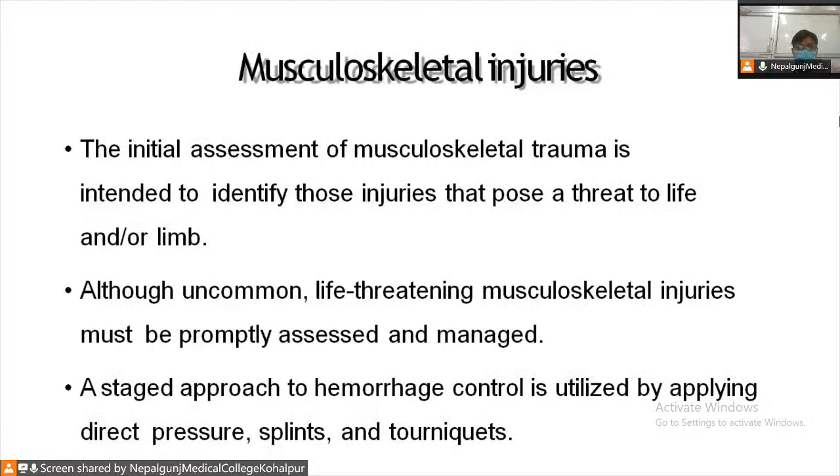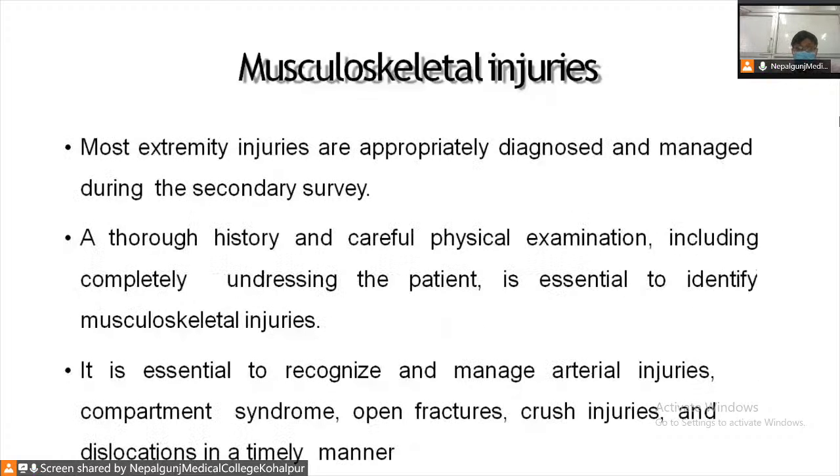Initial assessment usually identifies lacerating injuries, and then we look for injuries that pose a threat to life or limb and act accordingly. Although uncommon, lacerating injuries must be assessed and managed. It is a staged approach, so control utilizes direct pressure, splinting, and tourniquets as we discussed earlier. Most extremity injuries are appropriately diagnosed and managed during the secondary survey. So this is usually done in the secondary survey, and we go for the proper management, that is external fixation in such cases.